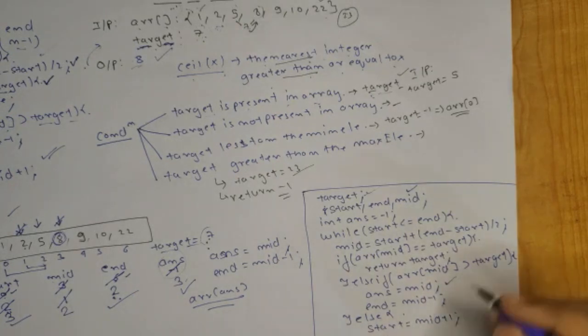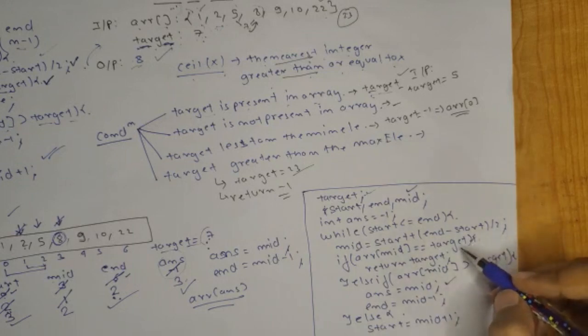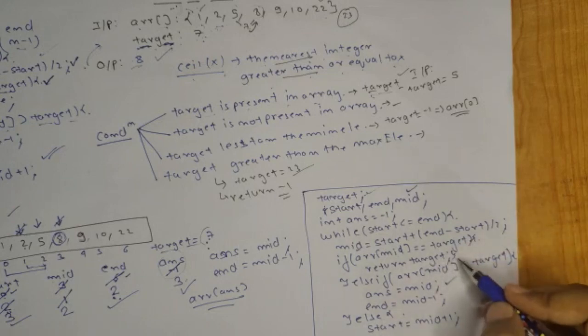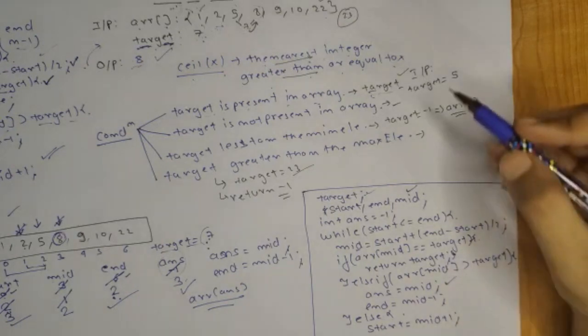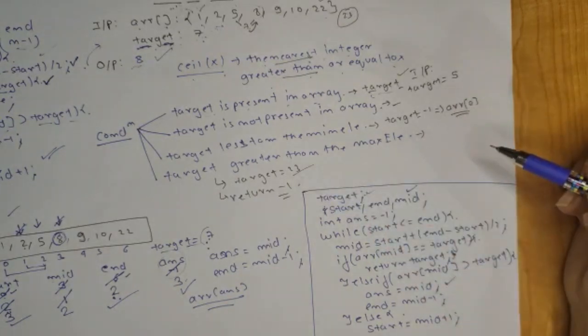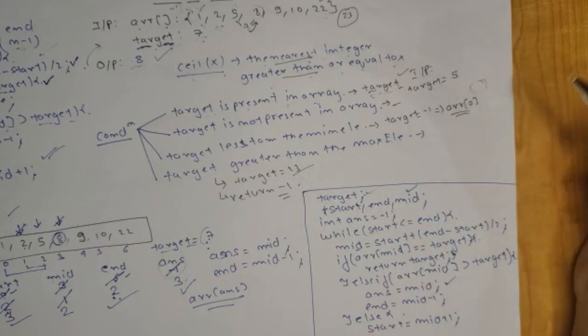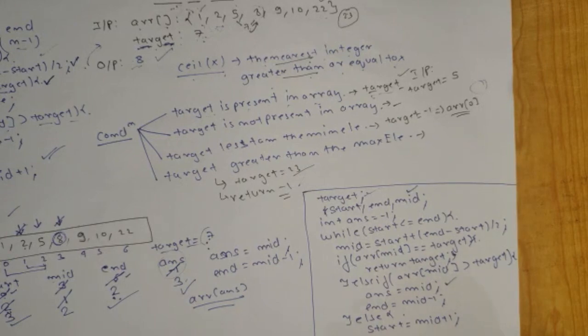What if we don't have any target? It means we don't have the same value as the target present in the array, so this condition will never hold true, and we will get either -1 or some index. So we will check here first: if our answer is equal to -1, then we will return answer. Otherwise we will return ARR of answer.